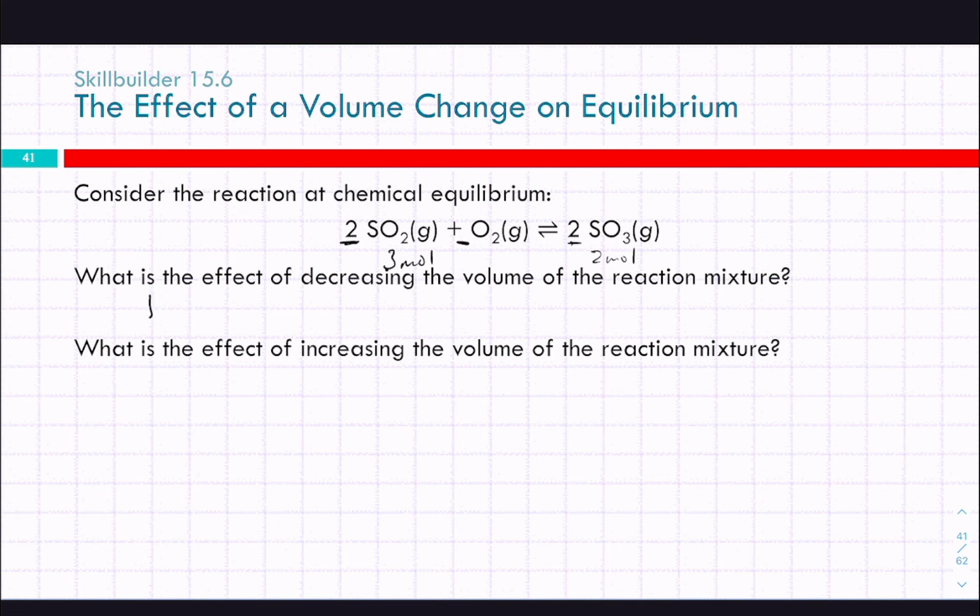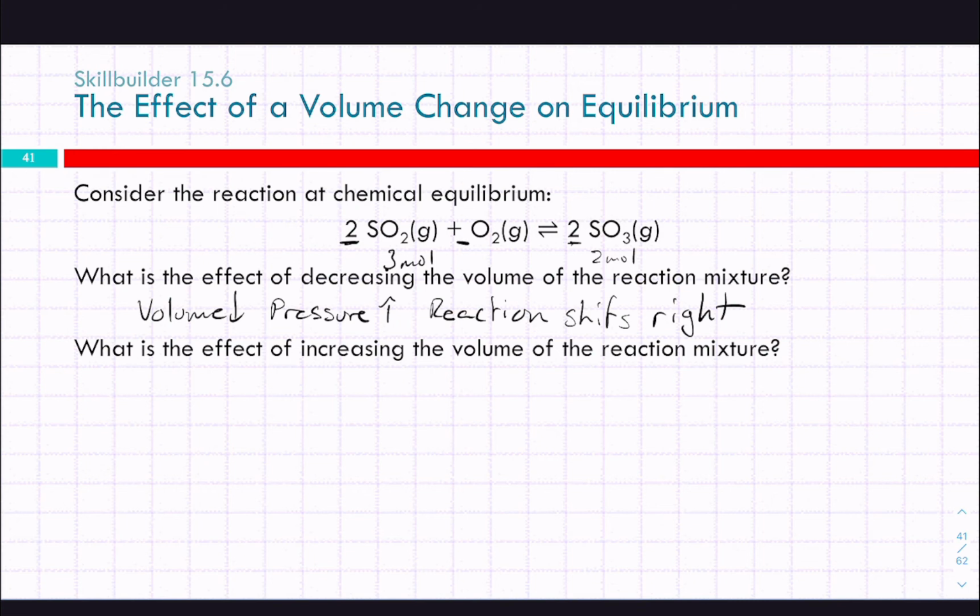So volume, let me do it like this. Volume goes down, pressure goes up. So the reaction shifts right.